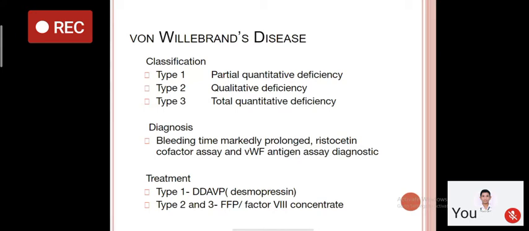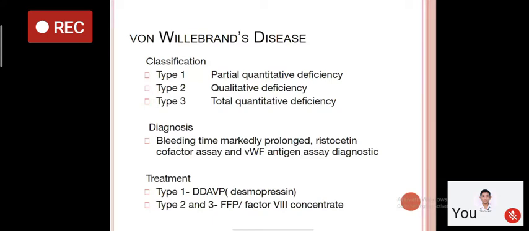In type 1 and 3, FFP transfusion or transfusion of von Willebrand factor, which is present in plasma-derived factor concentrates, can be utilized. But if there is a qualitative deficiency, then we have to look for which type of deficiency it is, and treat it accordingly. Sometimes the deficiency might be in the platelet itself. That is known as the platelet type of von Willebrand disease, in which the receptors for von Willebrand factor on the platelets are deficient.